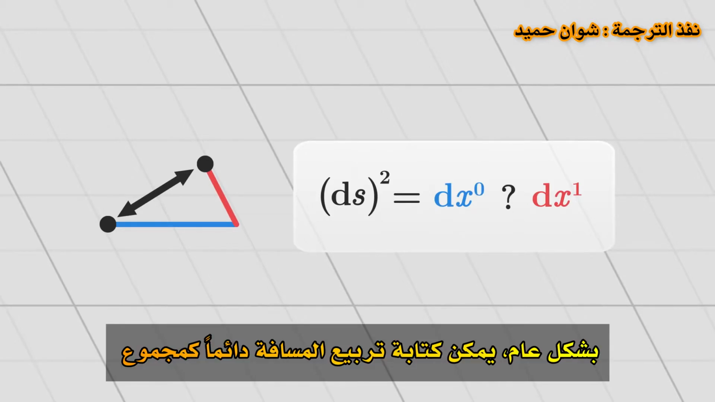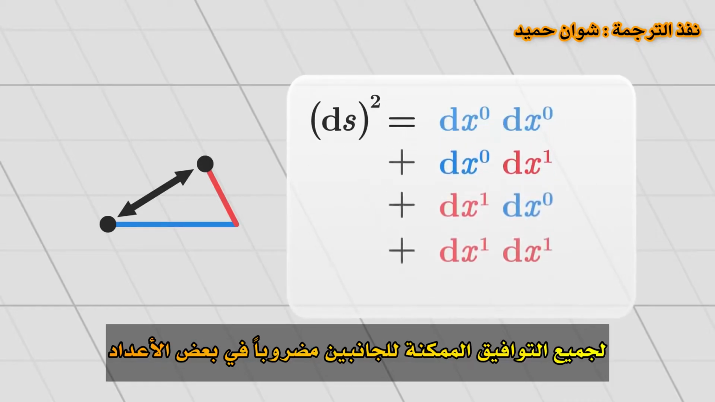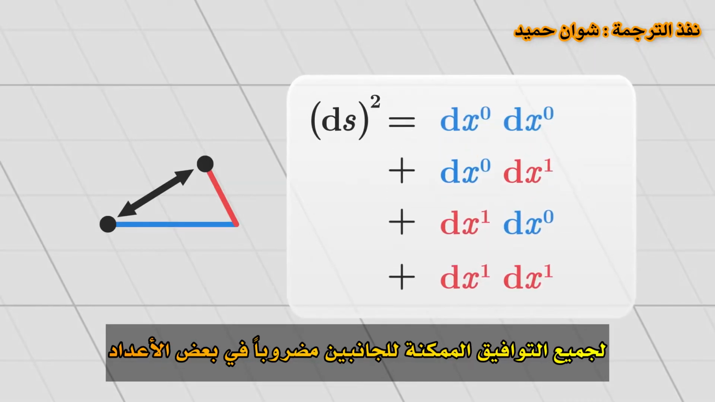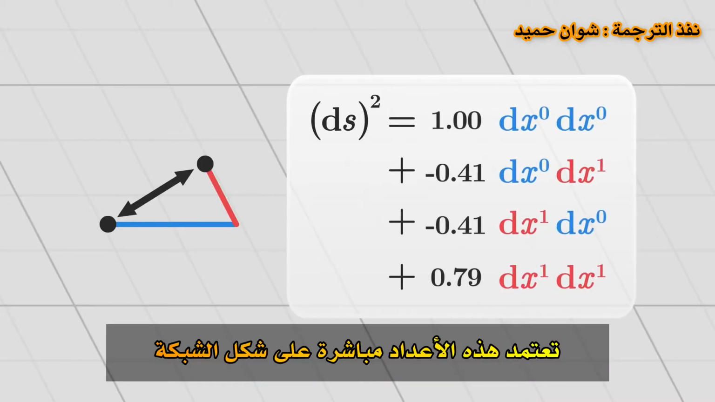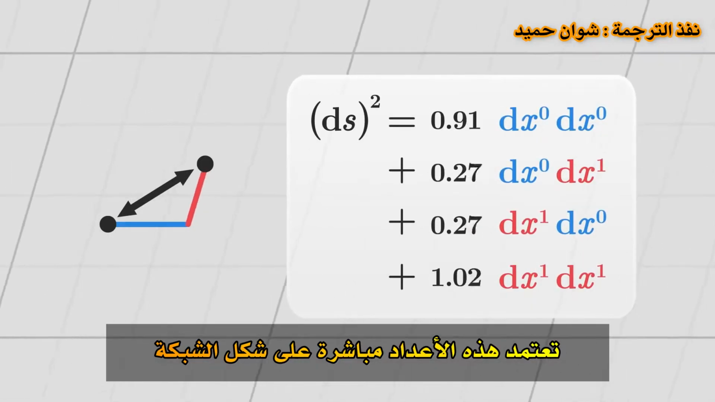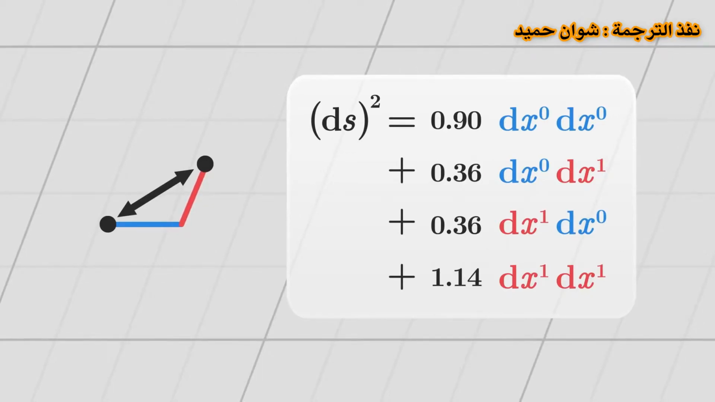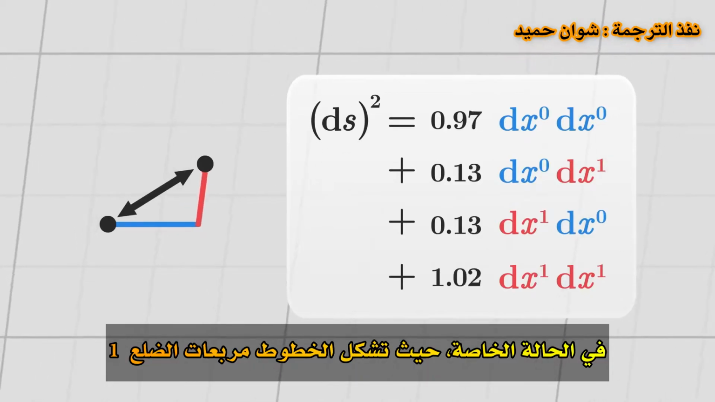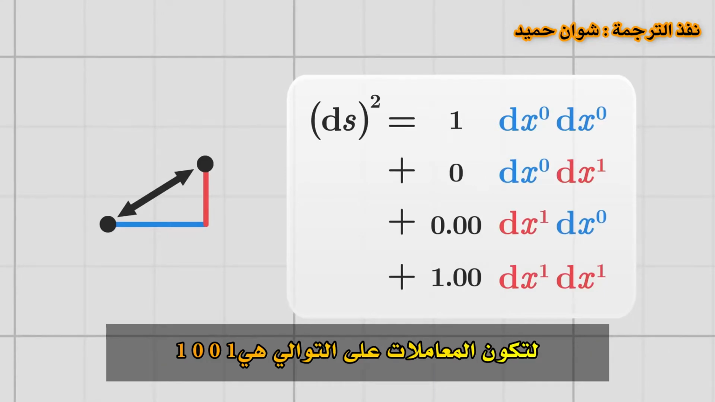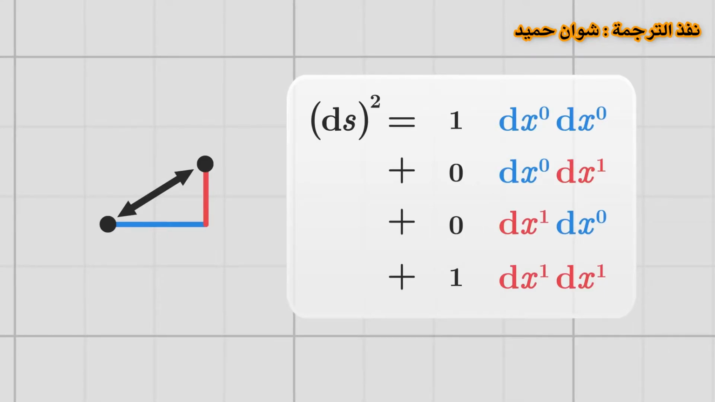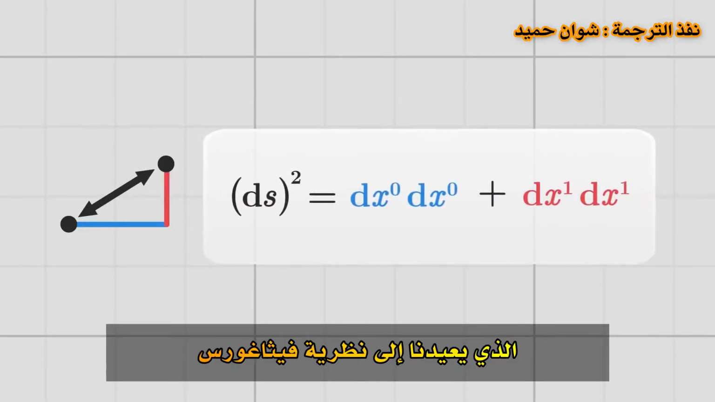Generally, the square of the distance can always be written as a sum of all possible combinations of two sides, multiplied by some numbers. These numbers depend directly on the shape of the grid. In the special case where the lines form squares of side 1, the coefficients are respectively 1, 0, 0, and 1, which brings us back to the Pythagorean theorem.